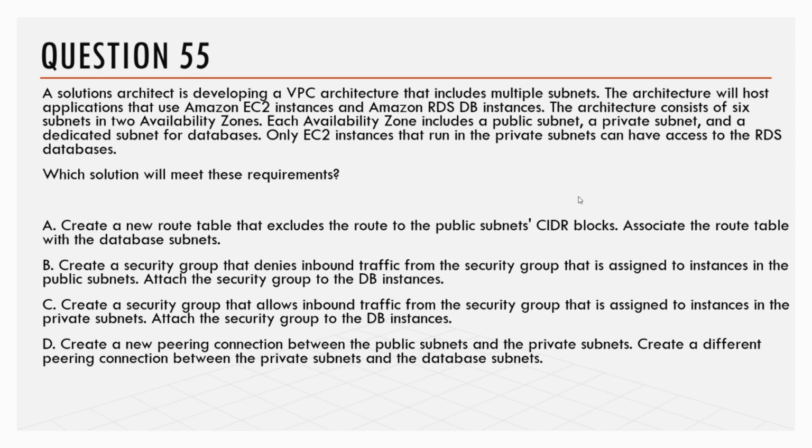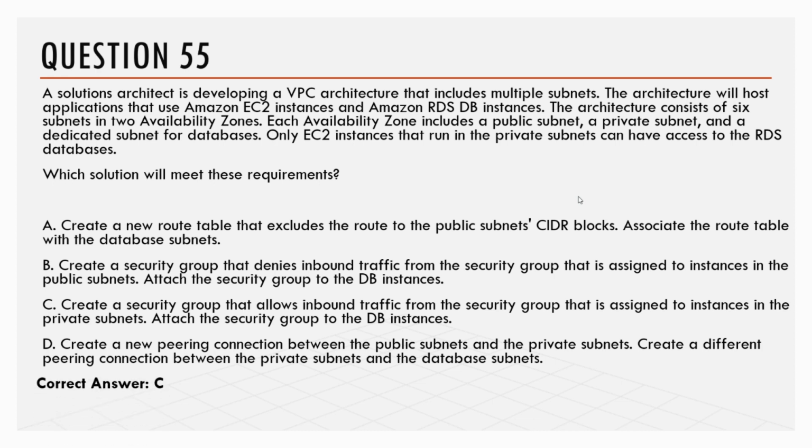And the options are A. Create a new route table that excludes the route to the public subnet CIDR blocks. Associate the route table with the database subnets. Option B. Create a security group that denies inbound traffic from the security group that is assigned to instances in the public subnets. Attach the security group to the DB instances. Option C. Create a security group that allows inbound traffic from the security group that is assigned to instances in the private subnets. Attach the security group to the DB instances. Option D. Create a new peering connection between the public subnets and the private subnets. Create a different peering connection between the private subnets and the database subnets.